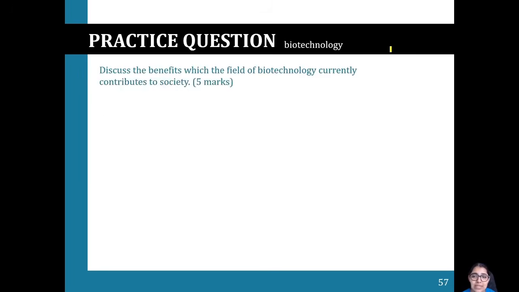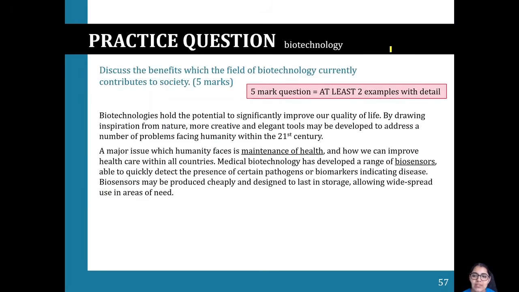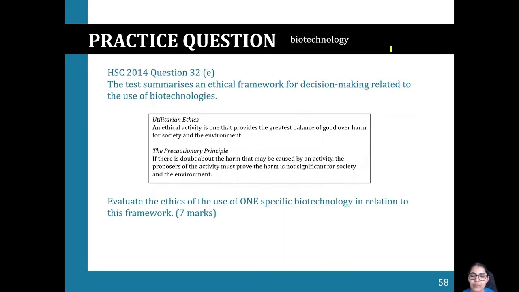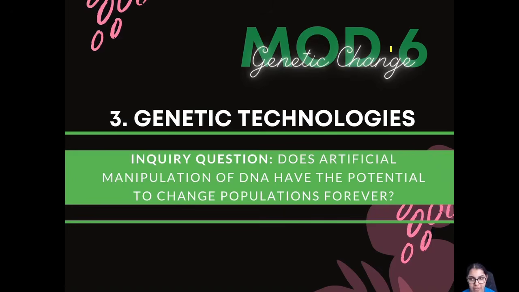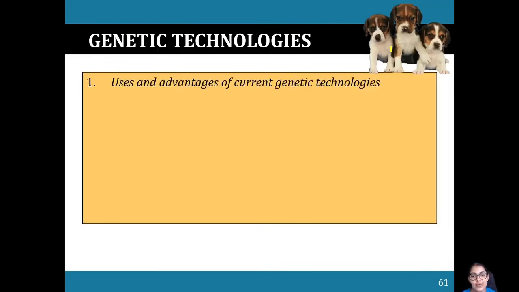Again, I'll skip these, but definitely recommend you go through it. I'm going to move on to the third part of this module. So here we are, genetic technologies. Does artificial manipulation of DNA have the potential to change populations forever? So here we go. We're going to discuss the uses and advantages of current genetic technologies.